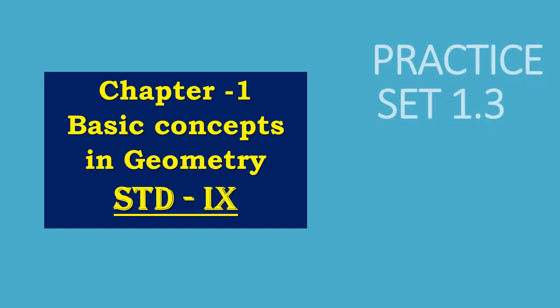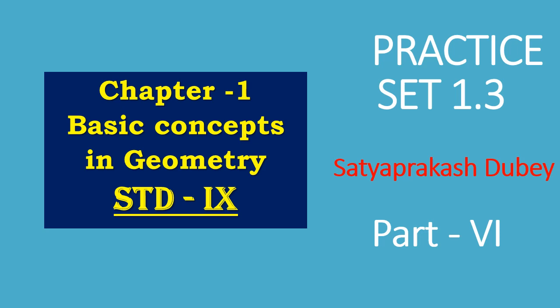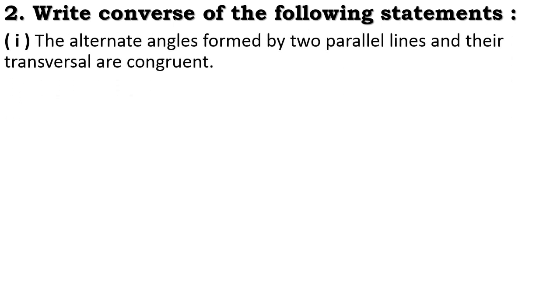Dear student, today we are going to see chapter number 1, Basic Concept in Geometry, Practice Set 1.3, Part 6. Let's start. Question number 2. Write converse of the following statements. Here we have the first statement. The alternate angles formed by two parallel lines and their transversals are congruent. Right? We have to write the converse of the statement.